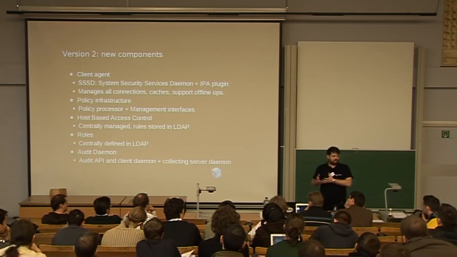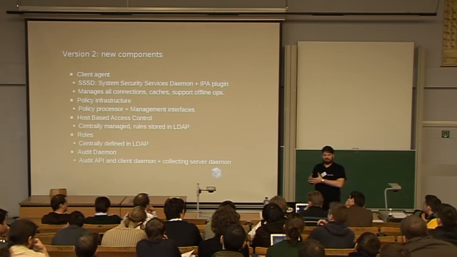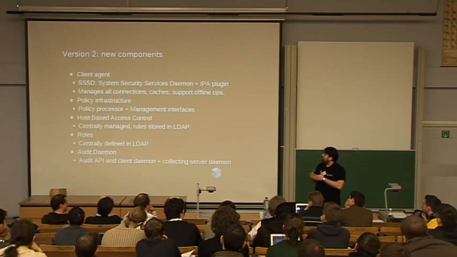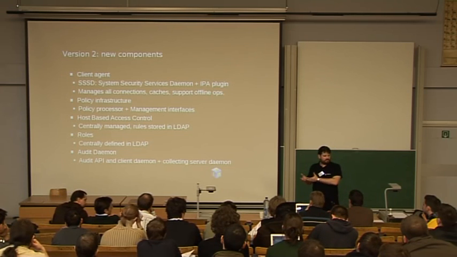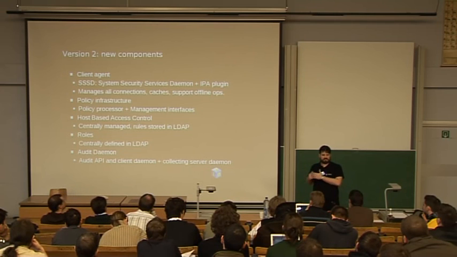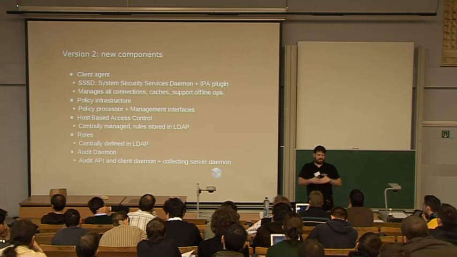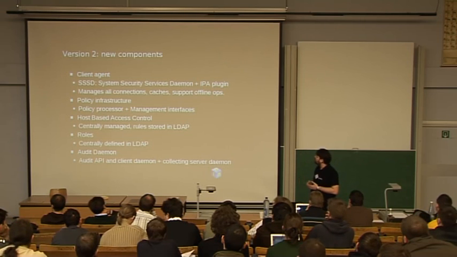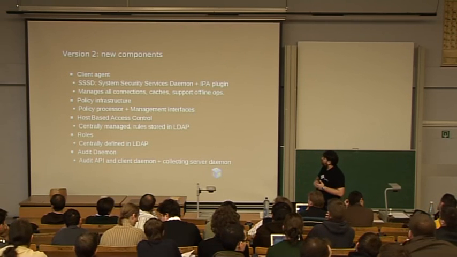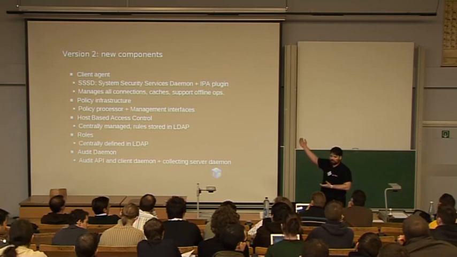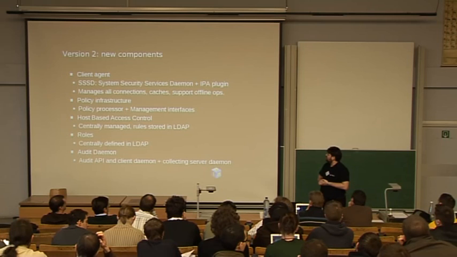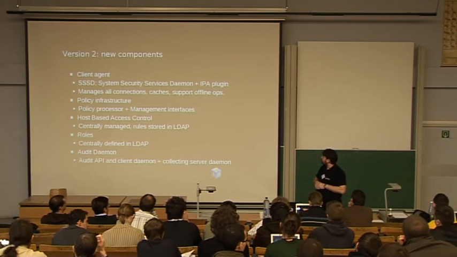These are all things you can't do with NSS LDAP or pam_krb5, which is a very bad thing, because if you lose your network temporarily, you can't get any more user information. So applications may get stuck when they do a simple thing like getpwnam, which asks for the information for the user. We are creating a policy infrastructure where we have a policy processor on the client, also called by the daemon, and we have management interfaces for that.